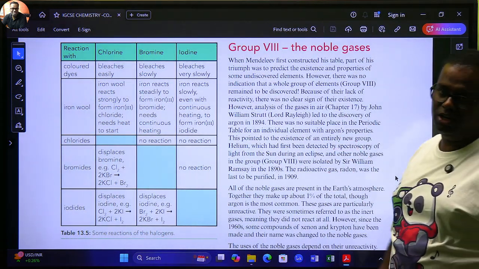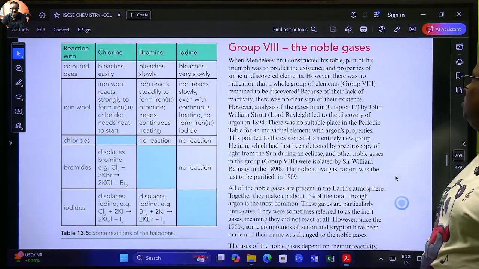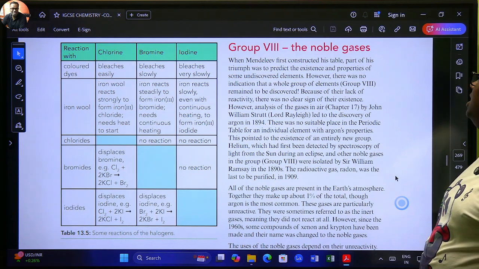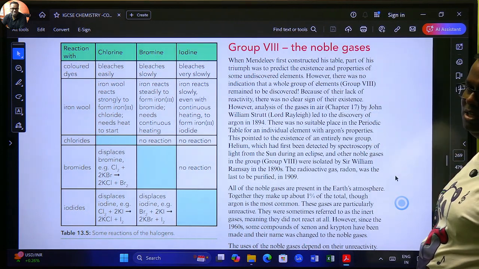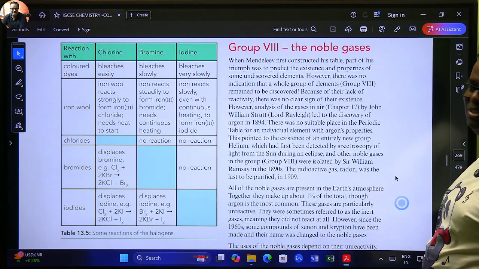Radon is again radioactive. Okay, so when Mendeleev first constructed this periodic table, I told you, right, at that time the inert gases were not discovered. Part of his triumph was to predict the existence and properties of some undiscovered elements. However, there was no indication. See, these books, they will always highlight the drawback of Mendeleev very nicely. However, there was no indication that a whole group of elements remained to be discovered.